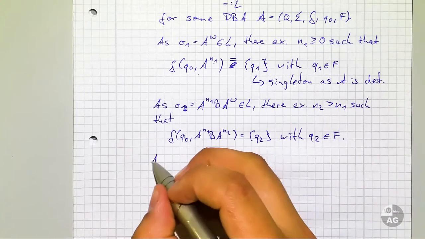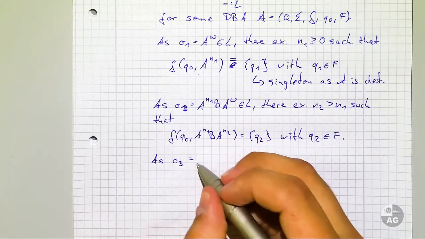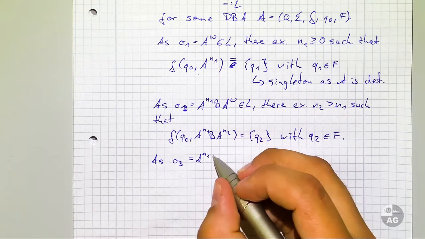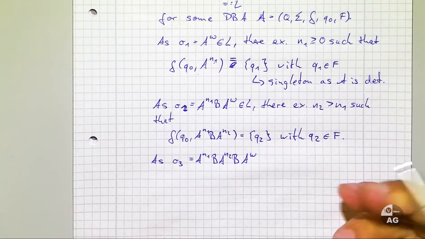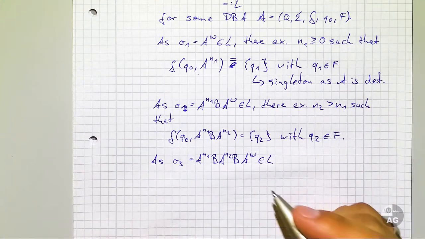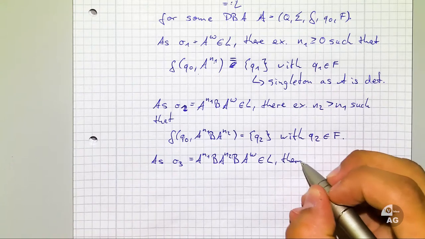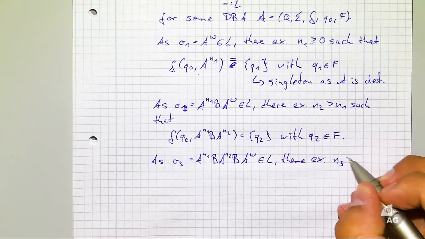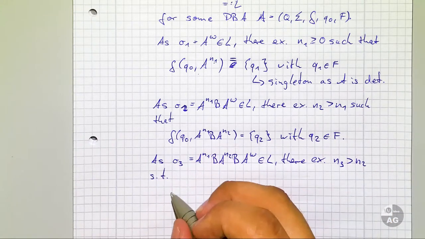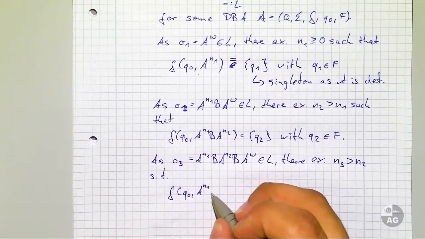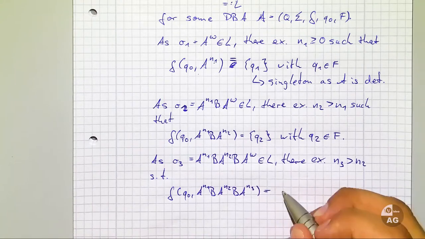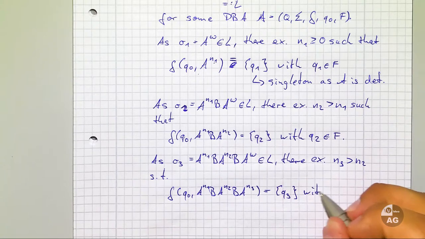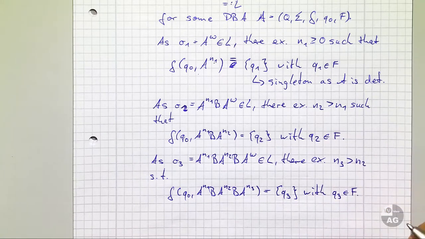Okay, let's do this one more time. So let's take a word, sigma 3. It's straightforwardly defined by having n1 A's, then a B, then n2 A's, again we're sneaking in a B, and going to repeat A infinitely often. Again, this is in our language, because eventually forever A holds. Again, there exists now an index n3 greater than n2, such that if we read the prefix from q0, a^n1, b, a^n2, b, a^n3, we are in some accepting state q3. Now, I hope you see where this is going, right? We can continue this process on and on and on.